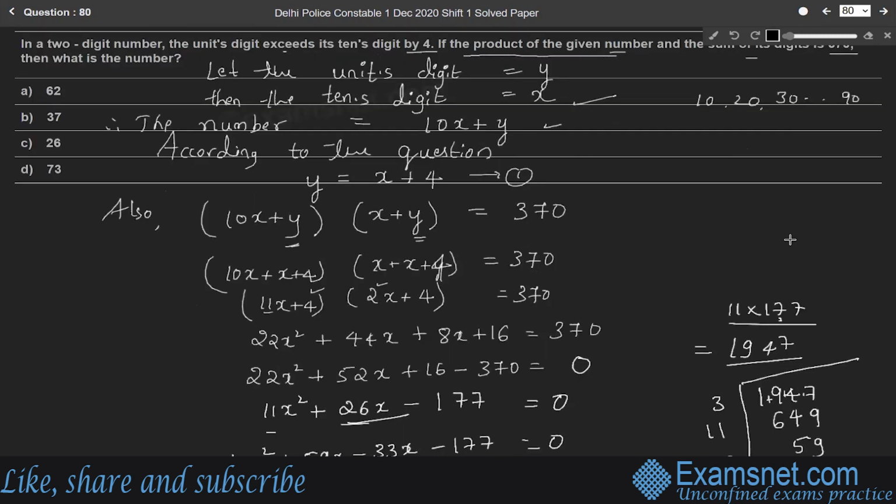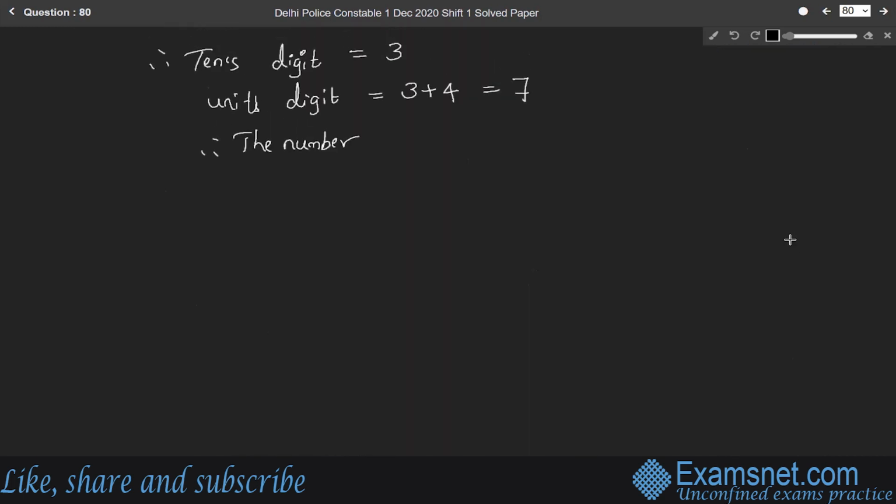Since x is in the tens digit, the number is 10x plus y, which is 10 into x, that is 30, plus 7, which is 37. So the two-digit number is 37.